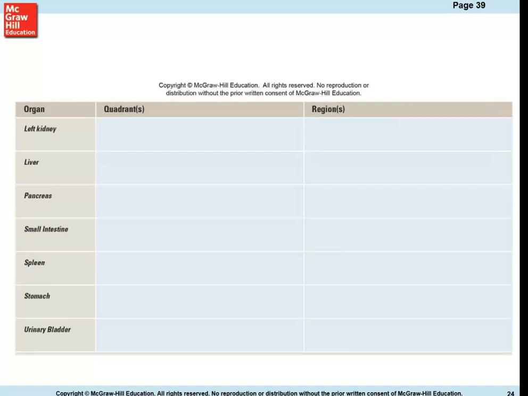And this should help you. I would print this slide out and just make a chart of your own and quiz yourself and make sure you know where these organs in particular are in both the quadrant and the 9 region diagrams.